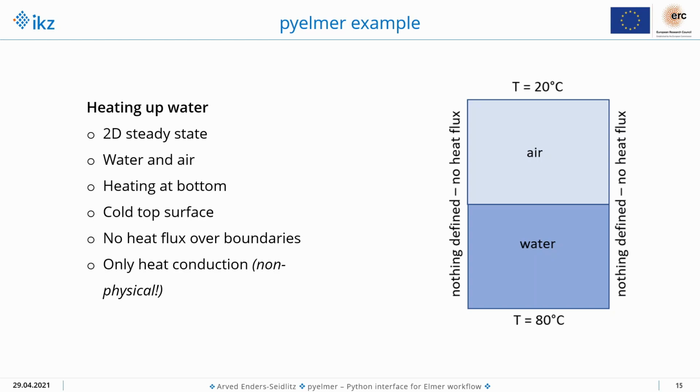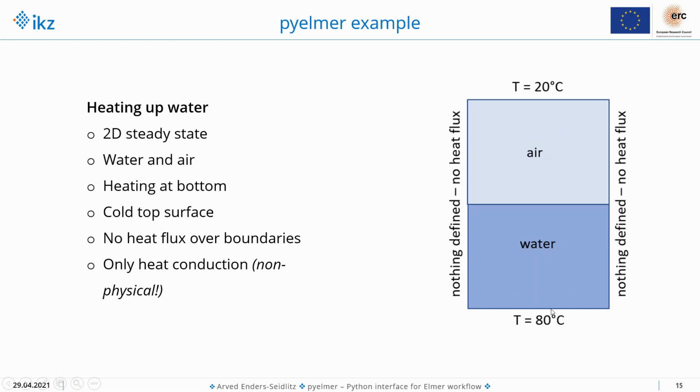I'm going to show you the example heating up water, which is a very simple test case that consists of a domain with two squares. One is the bottom square with water. The square at the top is filled with air. It's all in steady state.